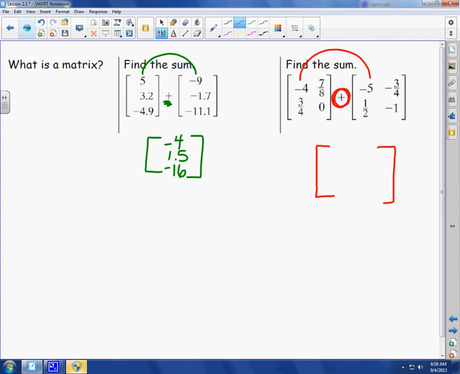So negative 4 plus negative 5 is negative 9. 7/8 minus 0.75, or 3/4, is 0.125. 3/4 plus 1/2 is 1.25. And 0 plus negative 1 is negative 1.